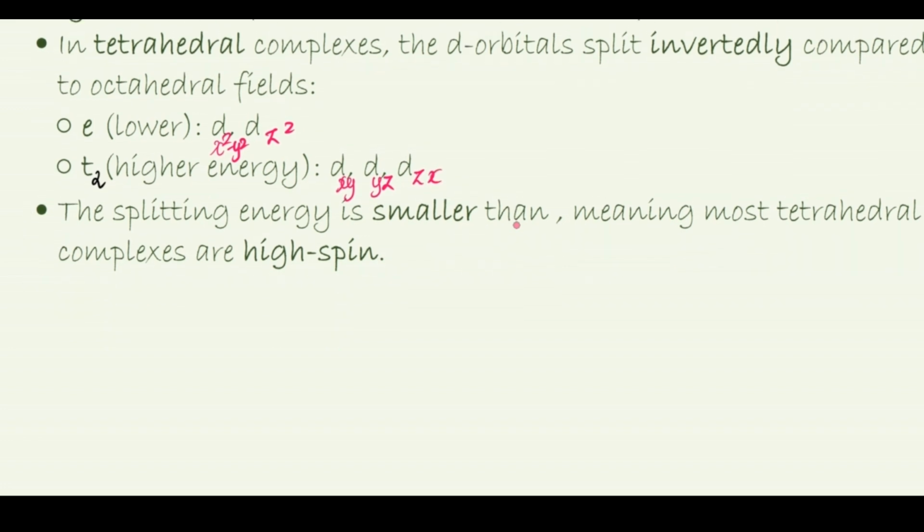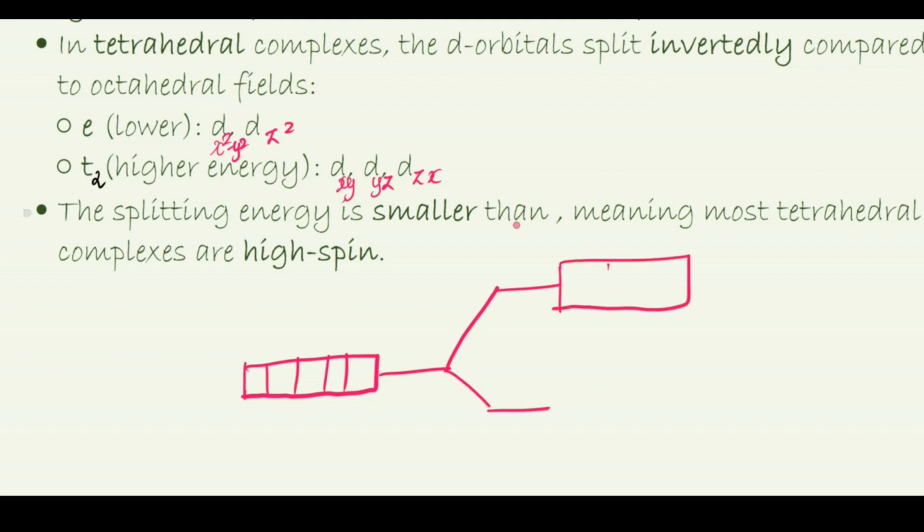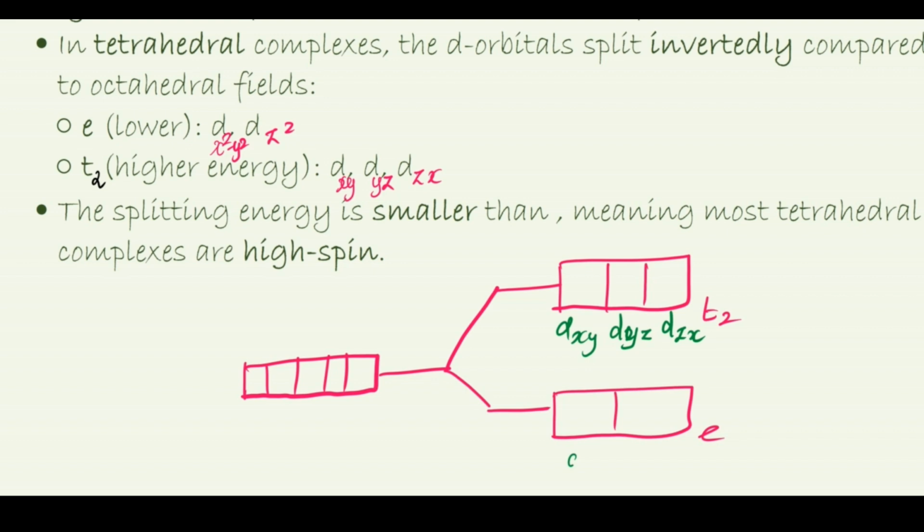How will we write this separation? From the 3d level, we have T2 at the higher energy level and E at the lower energy level. So dxy, dyz, dzx in T2, and dx square minus y square, dz square in E. So this is for tetrahedral and the other one is for octahedral.